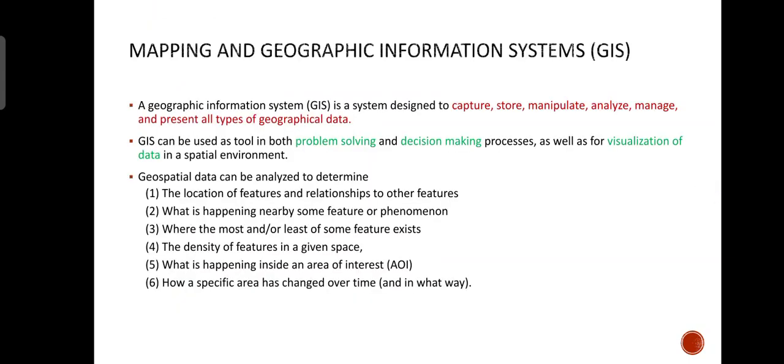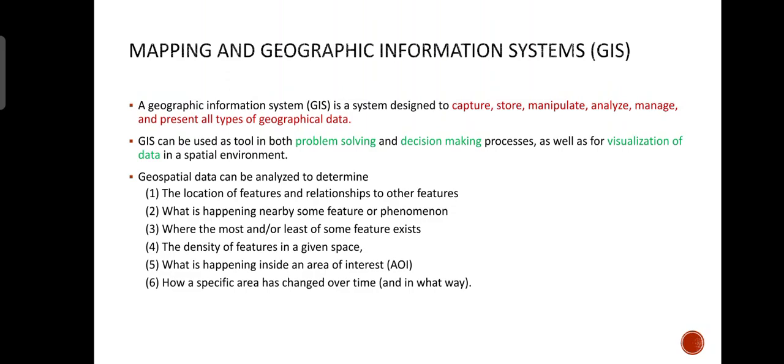First, mapping and geographic information system. A geographic information system is a system designed to capture, store, manipulate, analyze, manage, and present all types of geographical data. This can be used as a tool in both problem solving and decision making, as well as for visualization of data in a spatial environment.